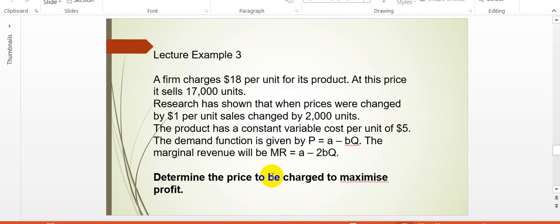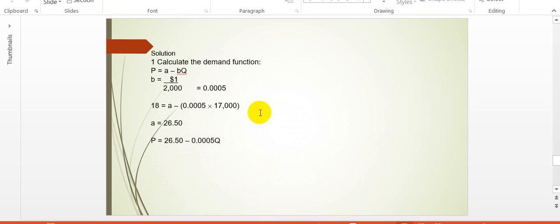We know our Q is 17,000 units. So we substitute to find A. A would be found to be 26.50. Once we get A, we can now find P by substituting that in the demand function formula. So our demand function formula becomes P equals 26.50 minus 0.0005Q.